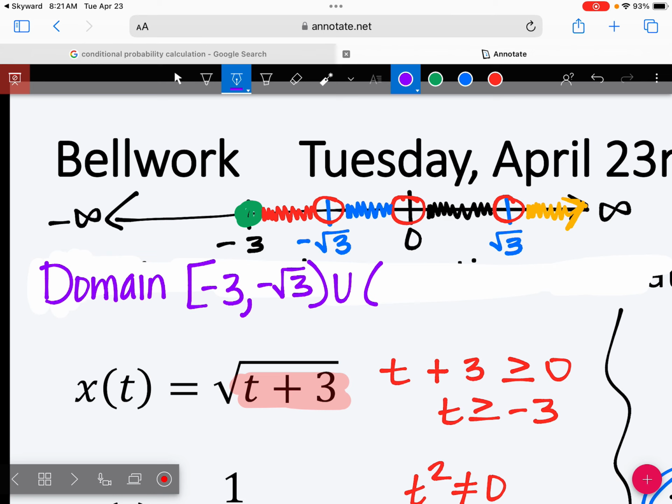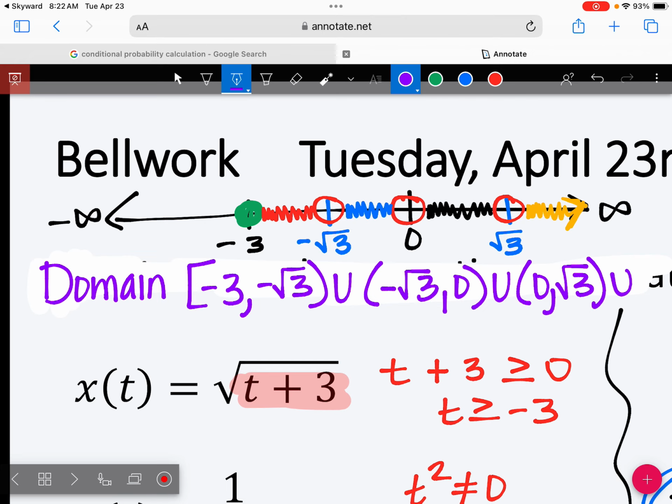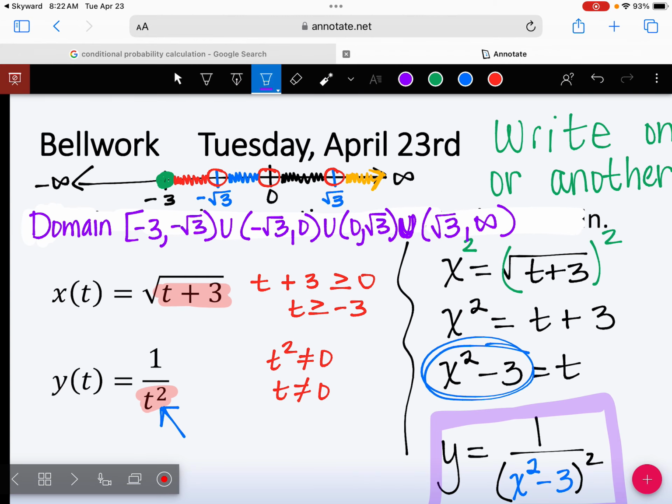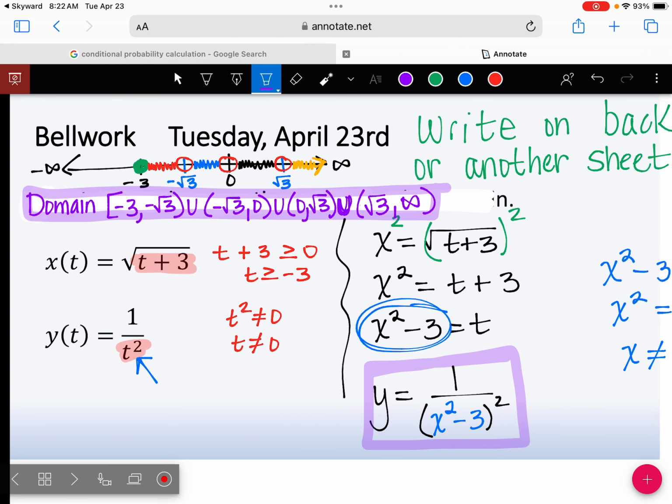Union -√3 to 0. Union 0 to √3. Union, that's a union, and then it'll be √3 to infinity. So that's a pretty long domain statement. That's your domain for this question, and then this is your equation. So this is the first part of your answer, and this is the second part.